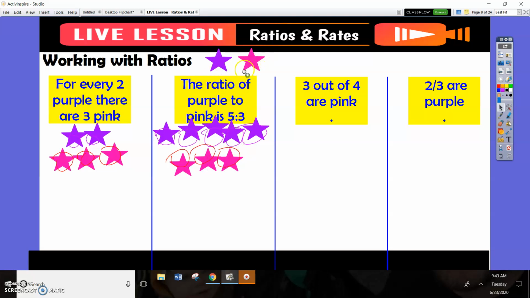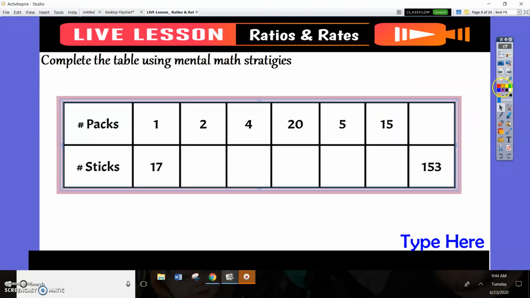All right, on my next ratio, I have 3 out of 4 are pink. So I'm going to have 3 that are pink out of 4 total. So 1, 2, 3, 4. All right, and 2/3 are purple. So I'm going to have 2/3 means 2 out of 3 that are purple. So those are the ways that I would represent those ratios. All right, let's keep looking.